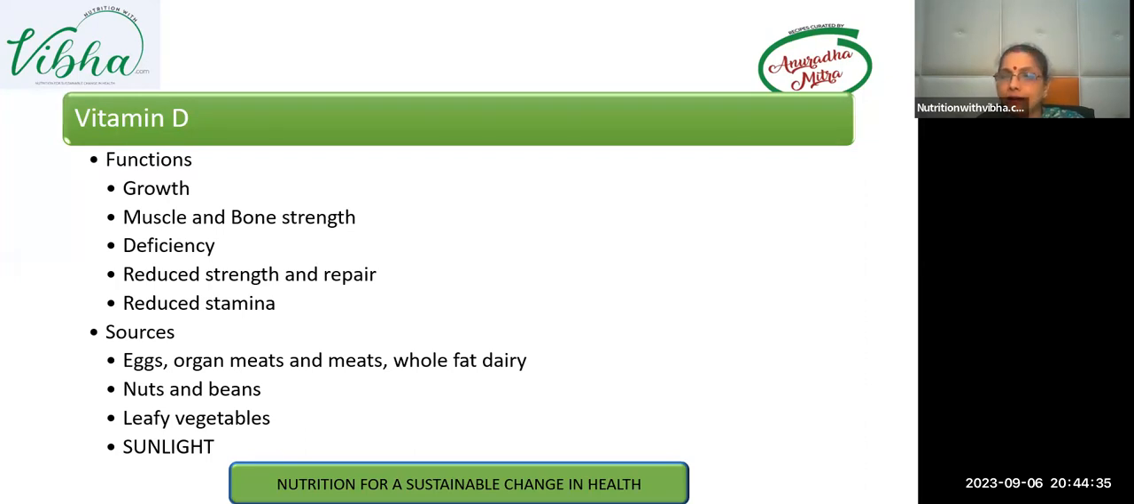All of us again have heard about this vitamin because it was called the sunshine vitamin. And therefore, what is its function? Basically for growth, bone strength, strengthening and making your bone strong.